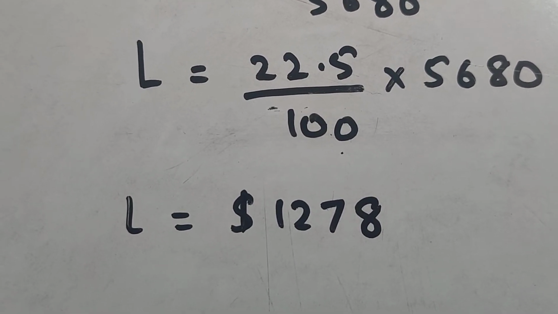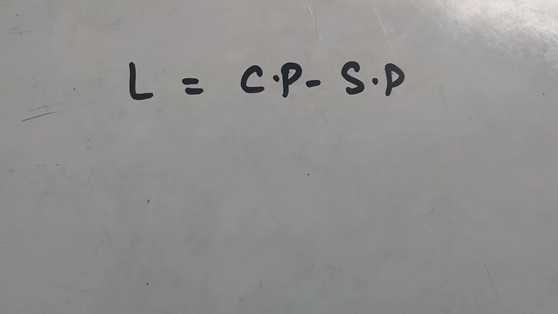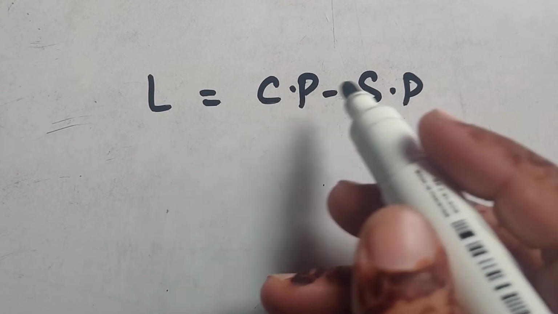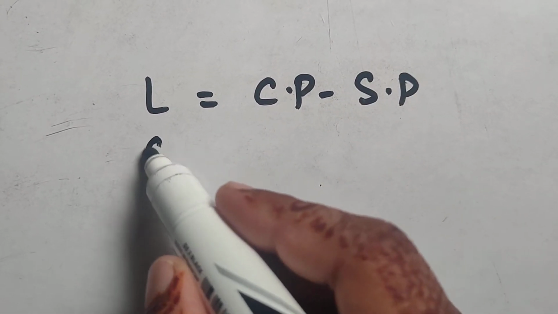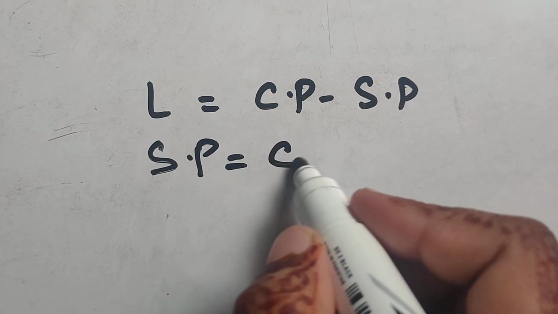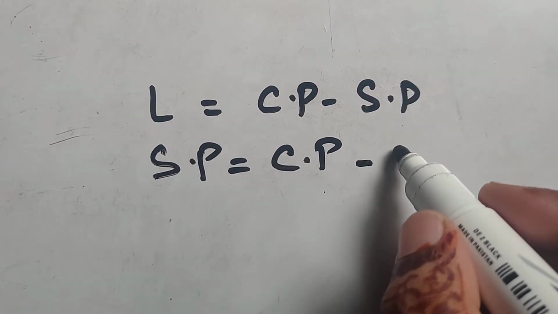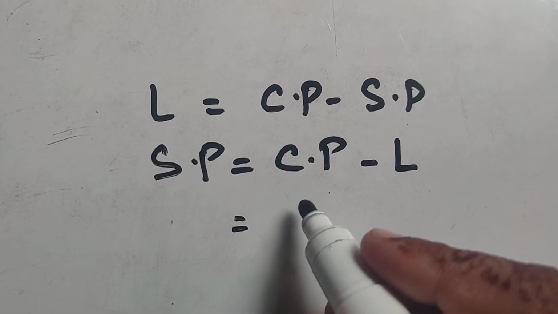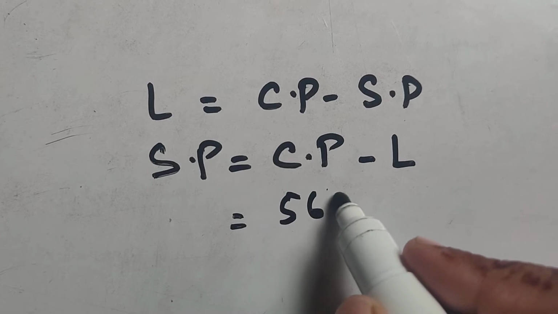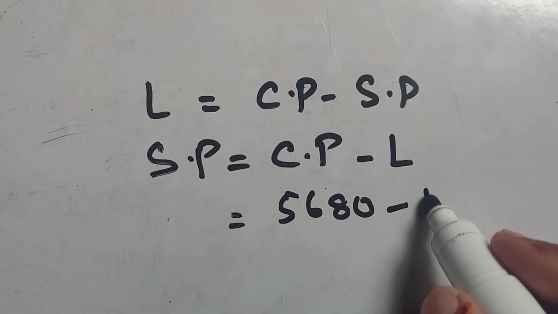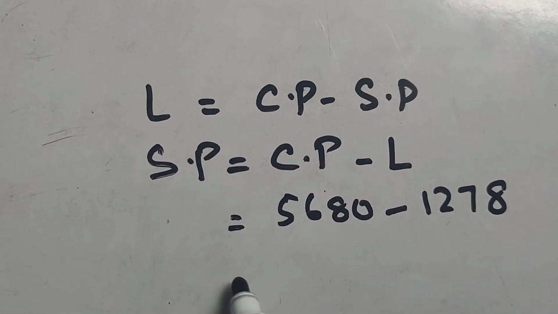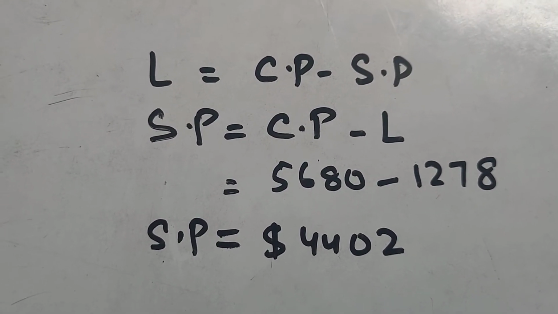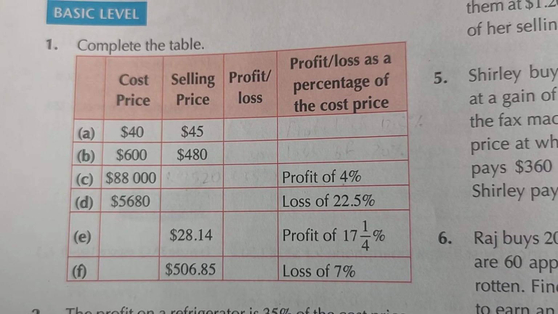Now we have to find out the selling price, and we know the formula of loss, which is cost price minus selling price. So we can simply find out the selling price from this formula by subtracting the loss from the cost price, right? Students, we'll just put the values of cost price, which is 5680, and the loss, which is 1278, right? The answer is, so this is the selling price, which is 4402. Now come to part E, students.